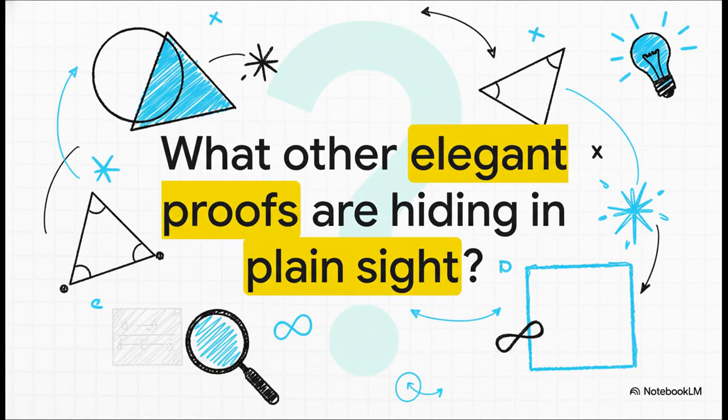You know, what I love about this proof is how it weaves together geometry, algebra, and the idea of limits into one beautiful story. It's a great reminder that sometimes the most powerful tools in math aren't complicated formulas, but elegant ideas. It really makes you wonder, right? What other beautiful proofs like this are just hiding out there in plain sight?